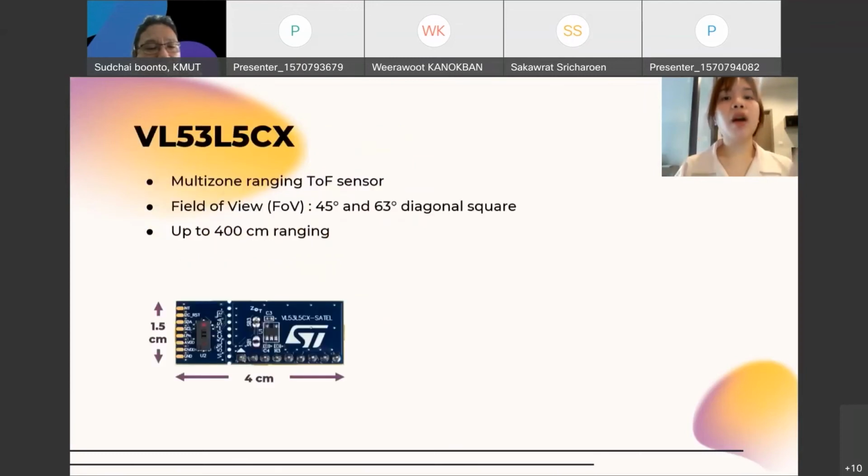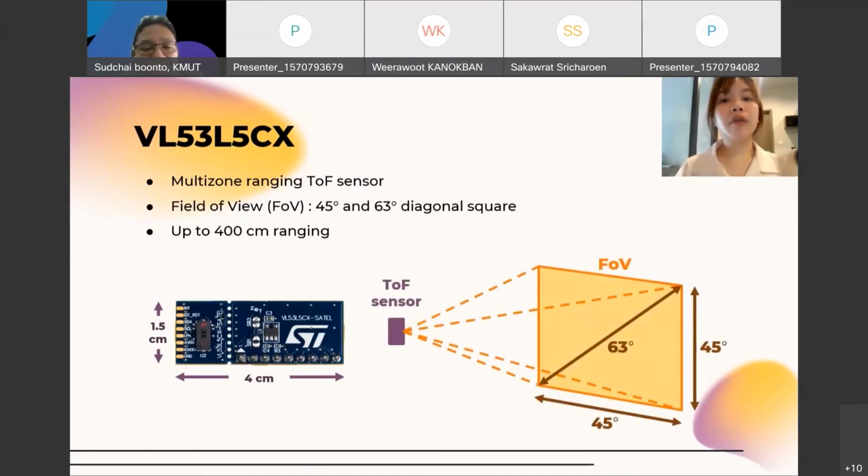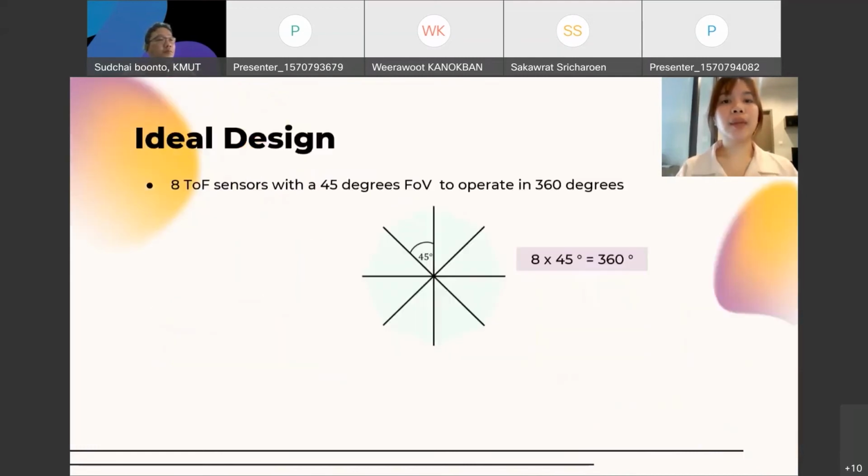In this paper, the VL53L5CX, a multi-zone ranging TOF sensor, is used. The dimensions of the sensor are shown in this picture. The next picture shows the field of view or FOV of the sensor. It provides a field of view of 45 degrees with a range of up to 400 centimeters. This is the ideal design. It uses 8 TOF sensors with a 45-degree FOV to operate in 360 degrees.